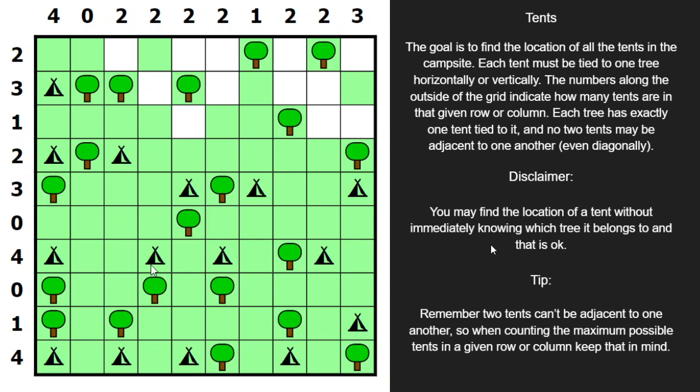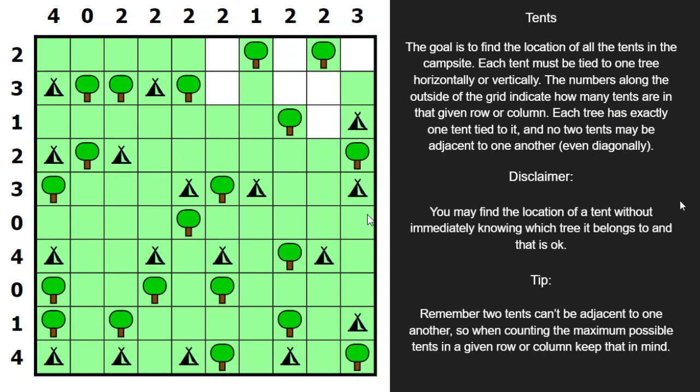Now this 2 column, we have 1 tent. We need 1 more. There's only 1 space. So that's it. This 2 column solved. We have 1, 2 already in that column. Same thing with this 2. There's already 2 in that column. And now if we think about this tree, it already has its tent. So this cell up here can't be a tent.